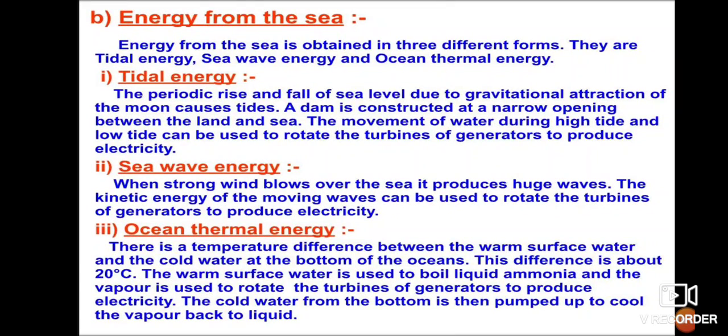The energy from the sea. Next, we can understand about the sea. The sea is also one of the natural sources of energy. Energy from the sea is obtained in three different forms: tidal energy, sea wave energy, and ocean thermal energy. There are three different forms of energy that can be obtained from the sea.